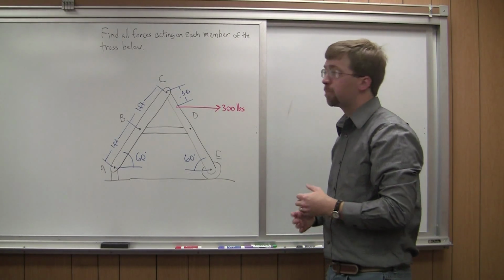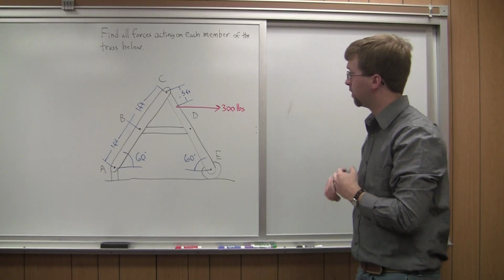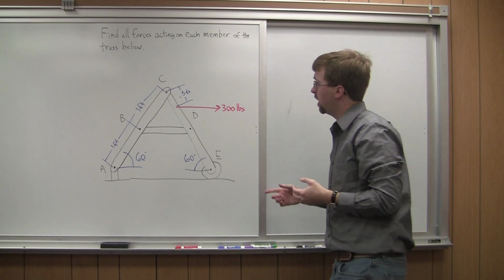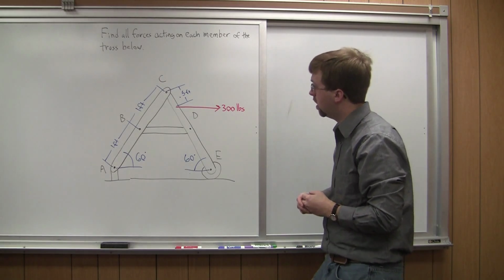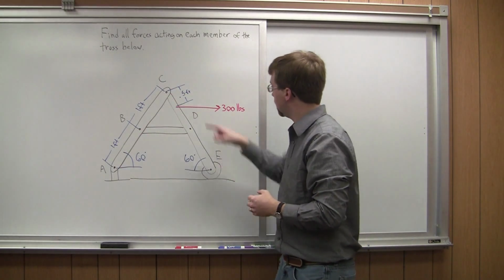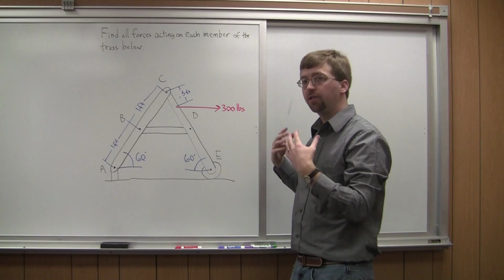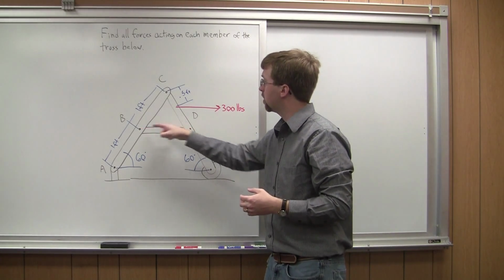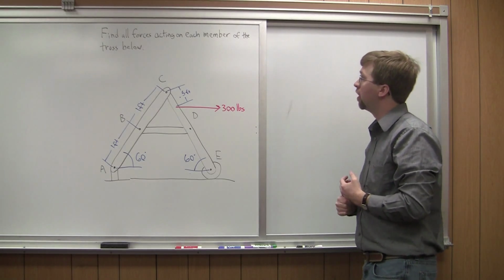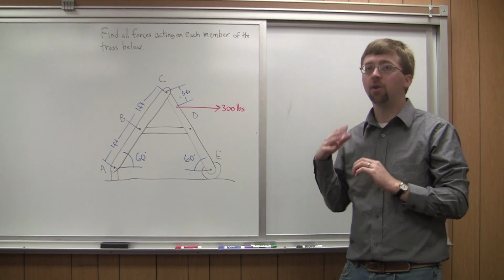Hello. So for this problem, we have ourselves a frame. This is a body, a structure. We've got connected pieces, and we've got A, B, C and C, D, E as two parts of the sides of this A-frame structure, and then we've got a cross member from B to D. We're asked to find all forces acting on all of the members.